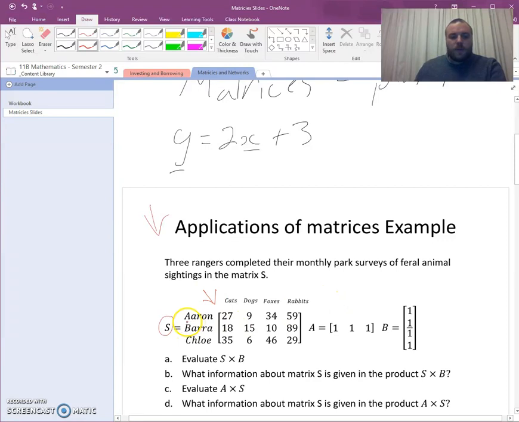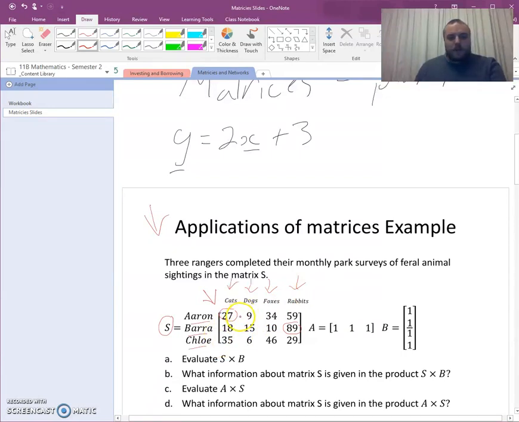So the rows here are the different rangers. We've got Aaron, Barra, and Chloe. And the columns in this matrix represent the different feral animals that they've seen. So for example, this number here, 27, means that Aaron has seen 27 cats. Whereas this number here is that Barra has seen 89 rabbits. So that's how matrix X stores all this information in quite a logical way.